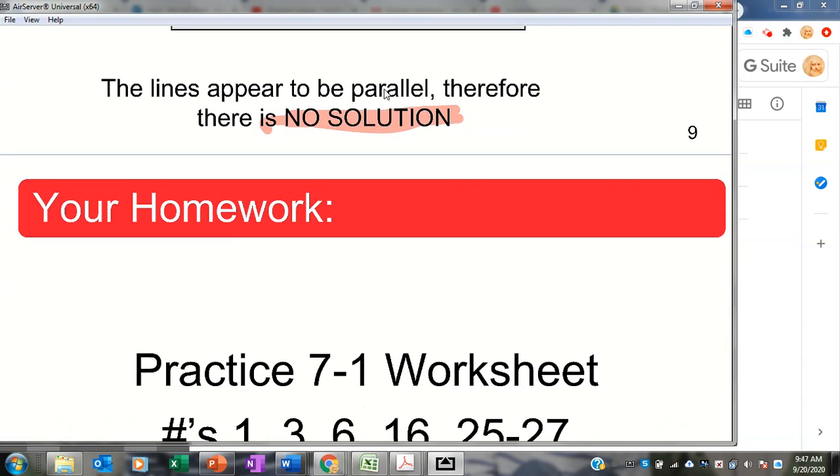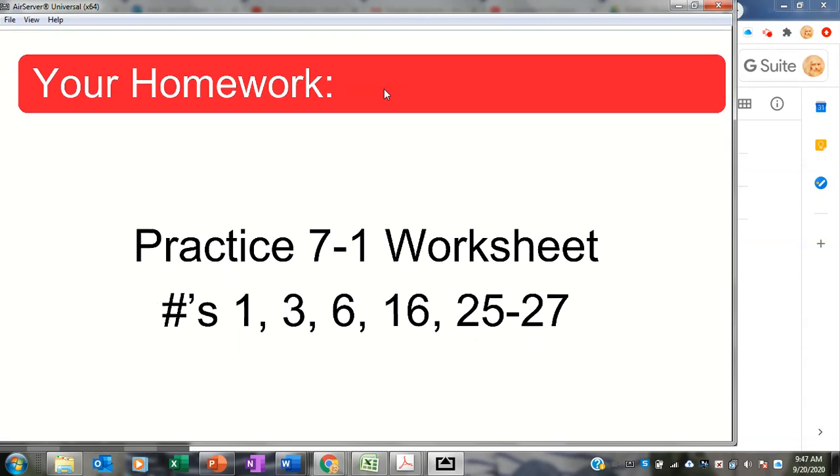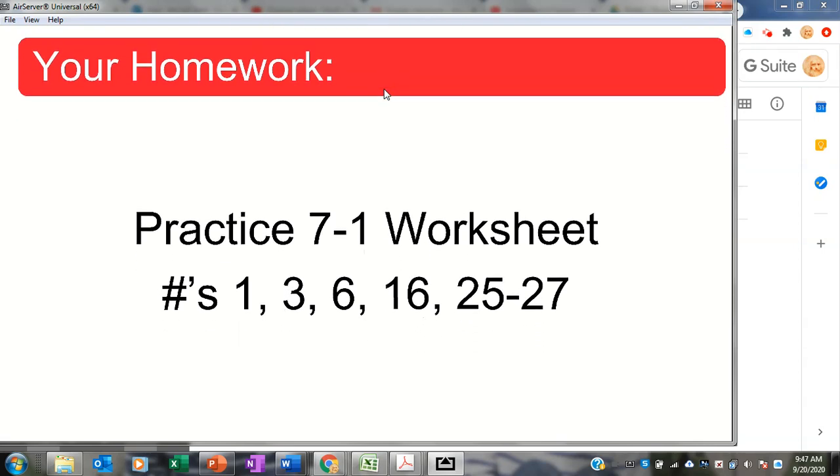Okay, guys, there you go. There's an overview of how to graph and solve systems of linear equations.